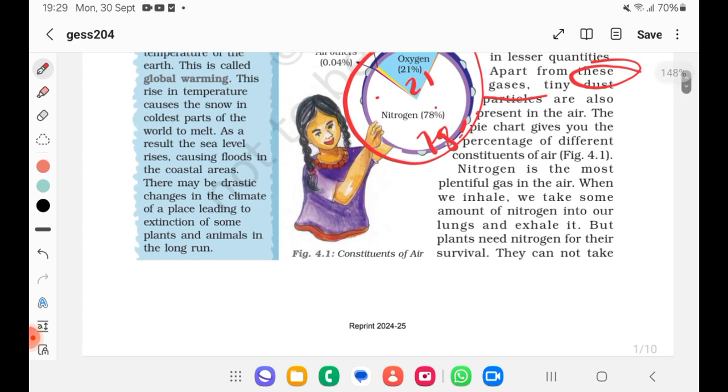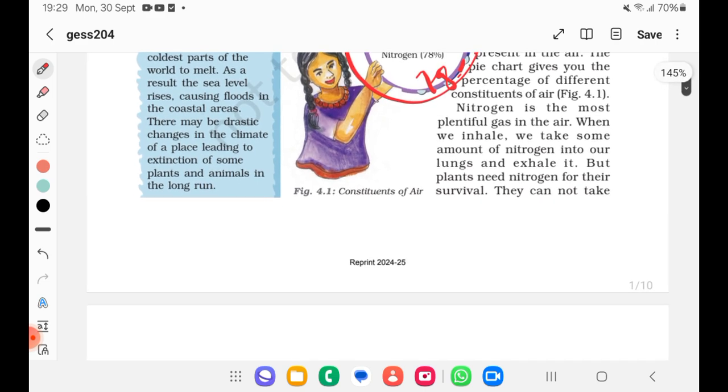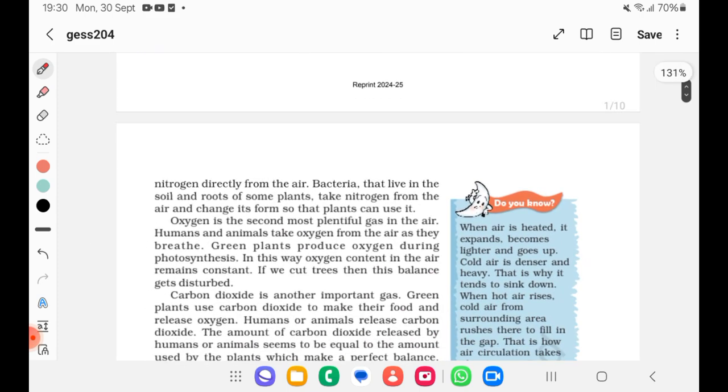Whenever we inhale, we inhale nitrogen as well as oxygen. However, we will exhale nitrogen. But plants will retain nitrogen, not as a gas. They want it as nitrates. So some bacteria in the roots help the plants to get the nitrogen.